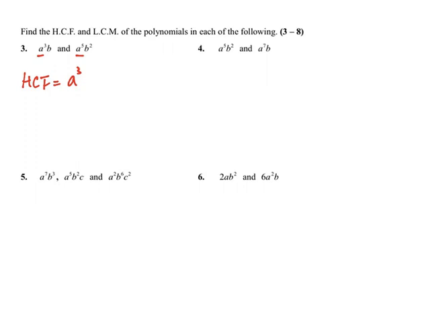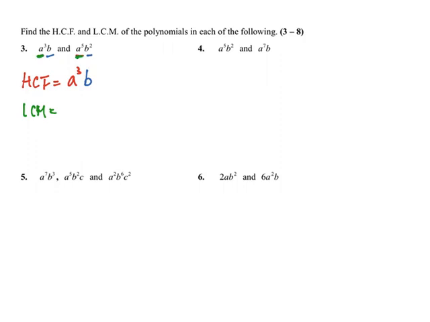And for b, one is b and one is b squared, so the common is b. So the HCF is a^3 b. Actually, for HCF, we'll choose the smallest index. And for LCM, we'll choose the greatest.